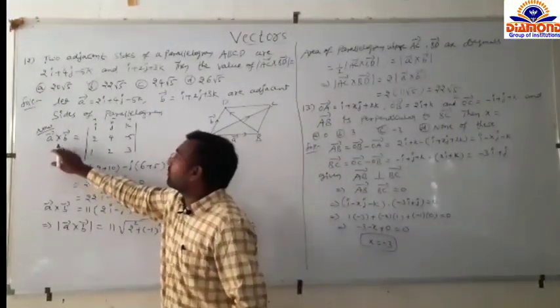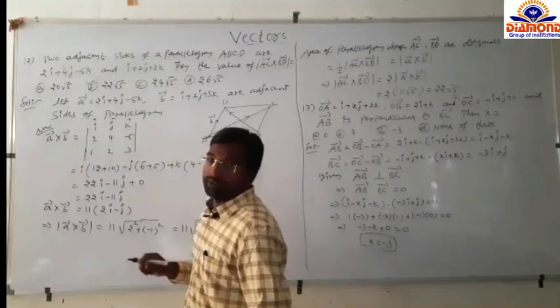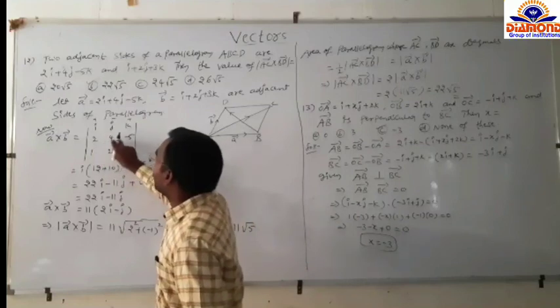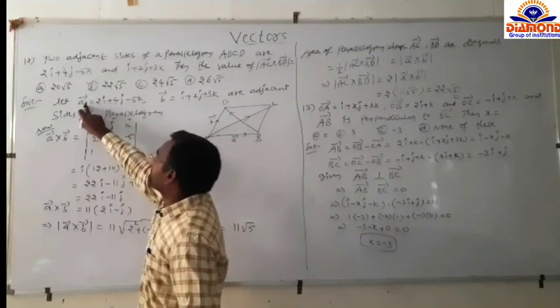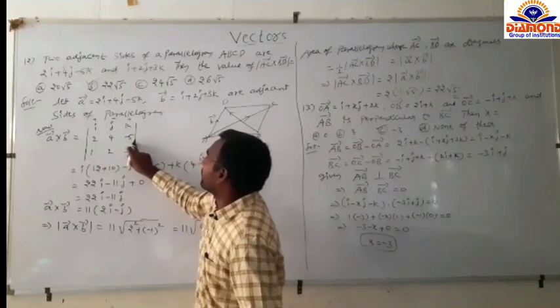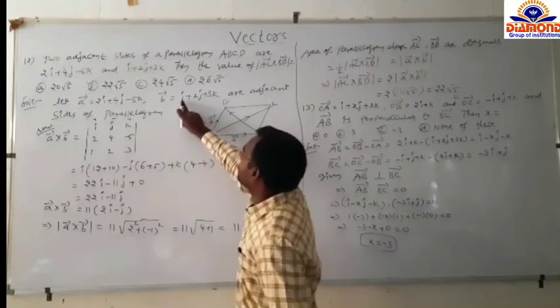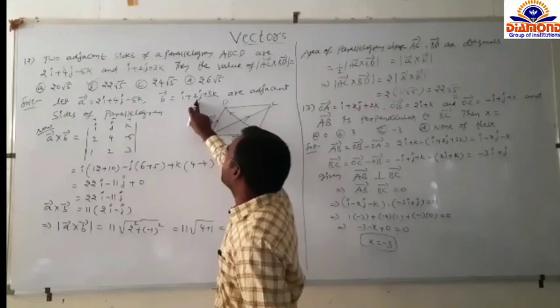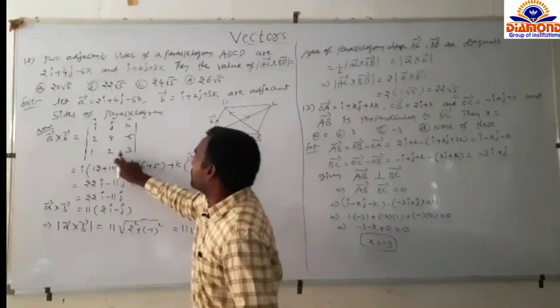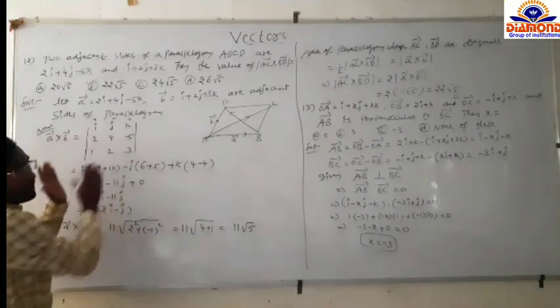a cross b equals what? In the box, the first row is i, j, k vectors. In the second row, the first vector coefficients. What is the first vector? a bar. a bar coefficients 2, 4, minus 5. Next, in the third row, write the second vector coefficients. i coefficient is 1, j coefficient is 2, k coefficient is 3. 1, 2, 3. Now find the determinant value.